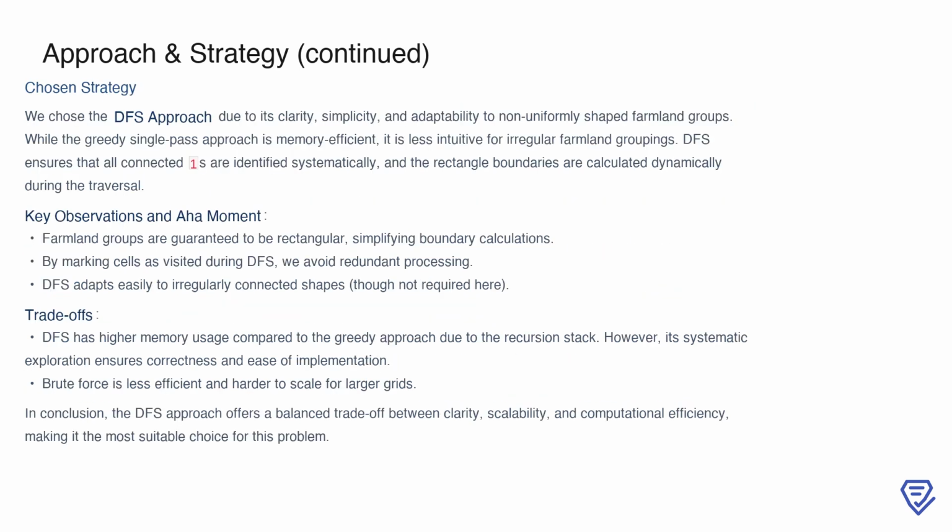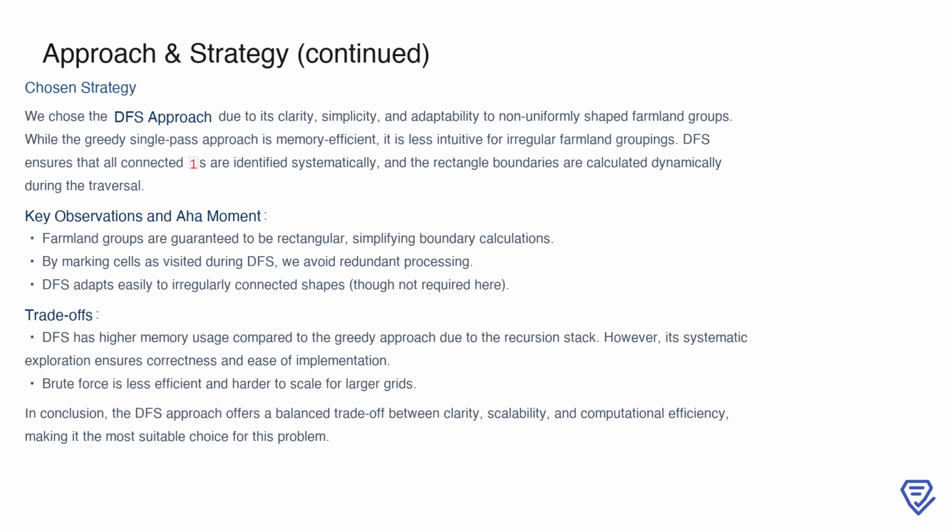We ultimately chose the DFS approach because it balances clarity, simplicity, and adaptability. While the greedy single-pass method is more memory efficient, it is less intuitive for handling irregularly connected farmland groups, even though the problem guarantees rectangular shapes. With DFS, we can systematically traverse all connected 1s, dynamically calculating the boundaries of each rectangle. This ensures correctness while remaining easy to implement.